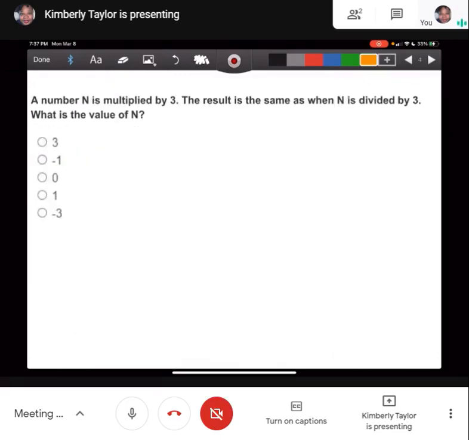Okay, for the next question, it says a number n is multiplied by 3. The result is the same as when n is divided by 3. What is the value of n? To do this question, let's just take the first sentence. N is multiplied by 3. This result is the same as, that means it's equal to, when n is divided by 3.